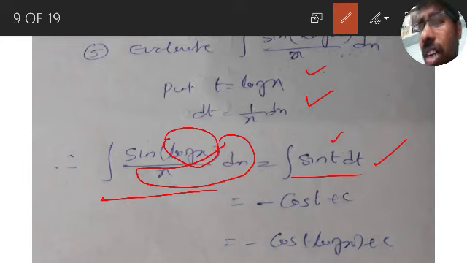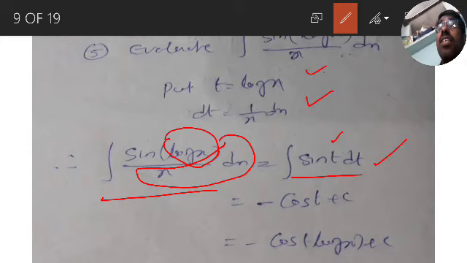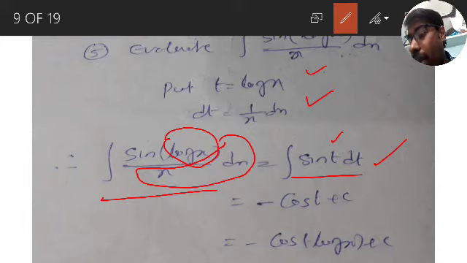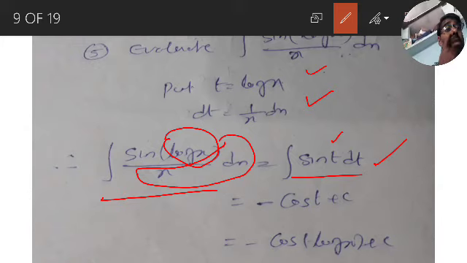What is integration of sine x dx? Integration of sine x dx is minus cos x plus c. Integration of sine t dt is minus cos t plus c. Therefore, minus cos of log x plus c. Are you getting? This is a problem that repeatedly came for 3 marks. Many times it is repeated.